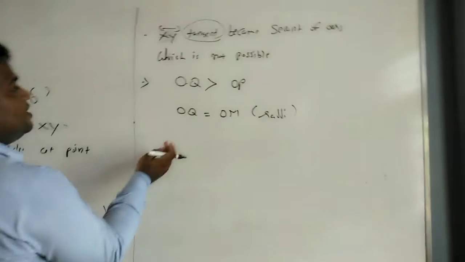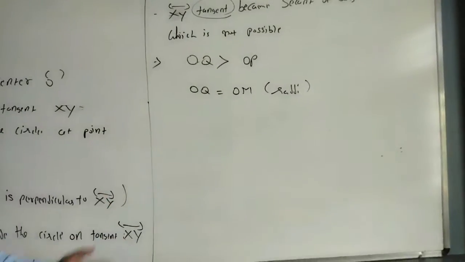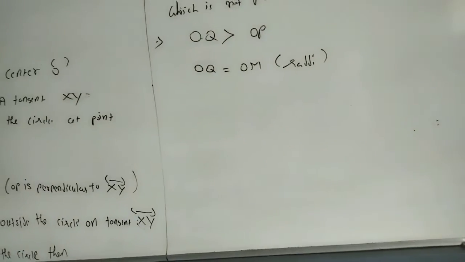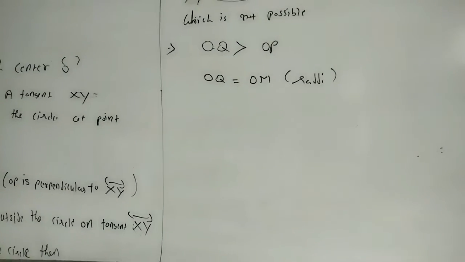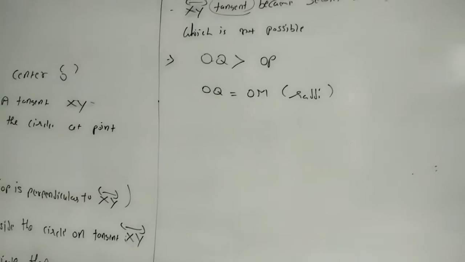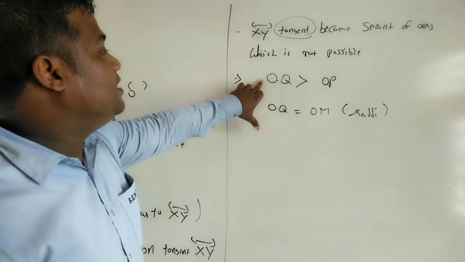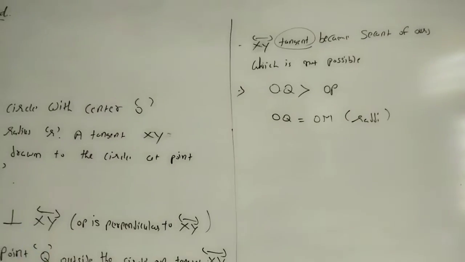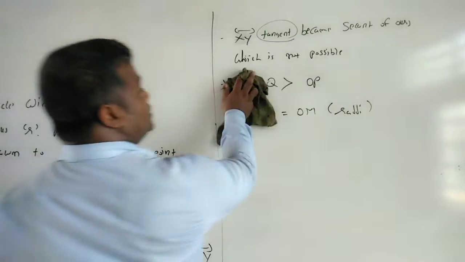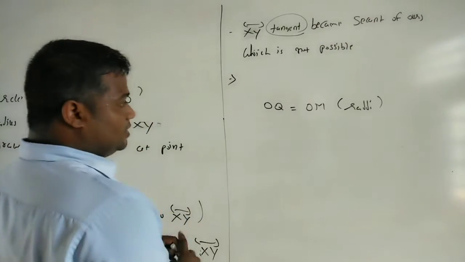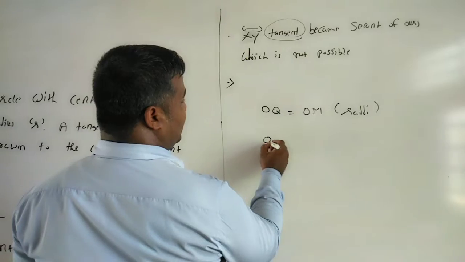Now if these are the radii, OQ is already greater than OP. Now what are we going to do? Sorry, over here I have written OQ greater than OP, which we have to prove. Sorry, what I am going to write over here: these are the radii, so you can write.